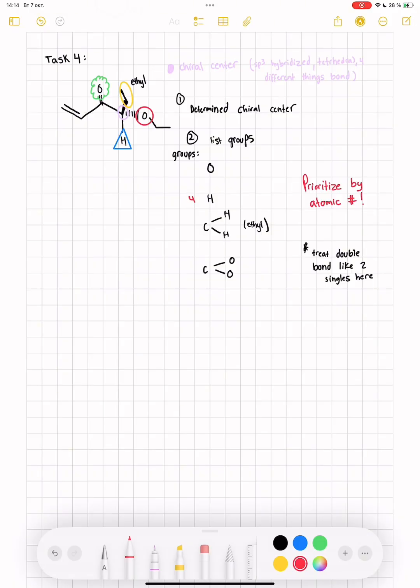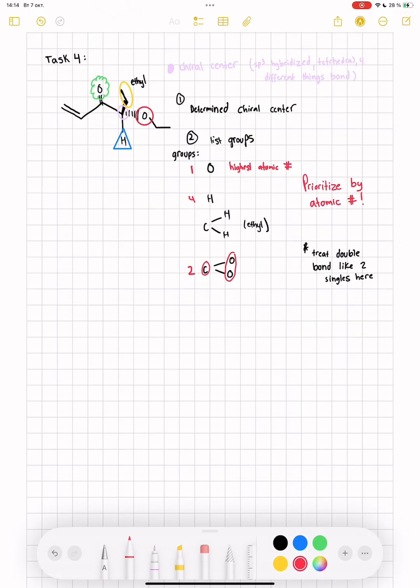So what would be number 1? Well, that would be our oxygen. Not the C double bond O, but just oxygen because it has a higher atomic number than the rest of them. And we're just going to go down the line. It's like alphabetical order. O, H, and then we have 2 C's. So this will be number 2, and this ethyl will be number 3.